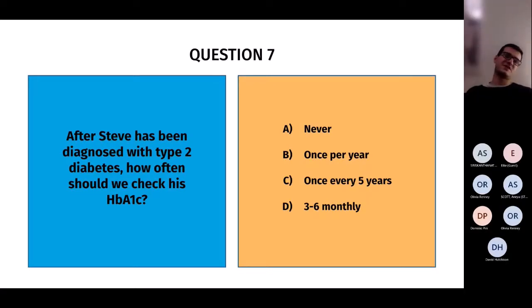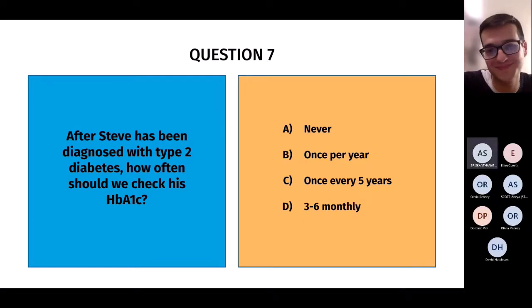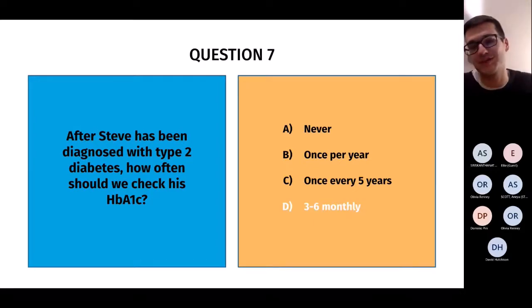Let's say Steve's been diagnosed with type 2 diabetes. How often should we be checking his HbA1c? Classic diabetes monitoring question. Very GP. What are we reckoning? I'm kind of between B and D. That's very good. So apparently it's D. This is kind of just a memorizing question.